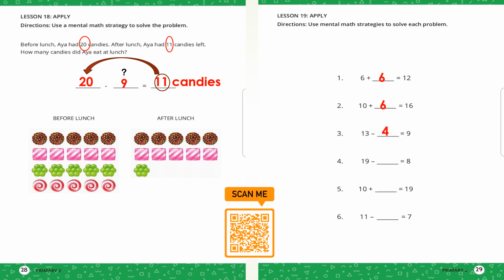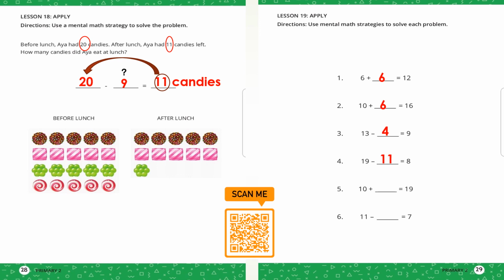Problem number 4. 19 minus what equals 8? We will count from small number to big number. After 8, 9, 10, 11, 12, 13, 14, 15, 16, 17, 18, and 19. How many fingers? 11.